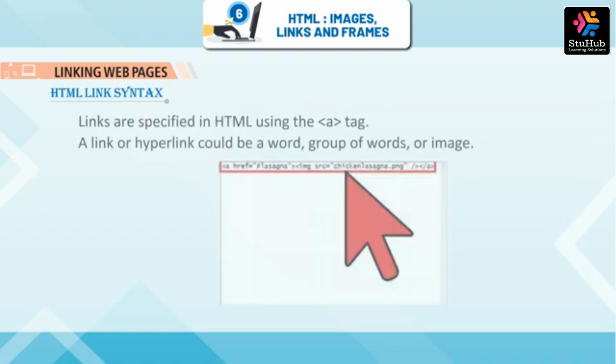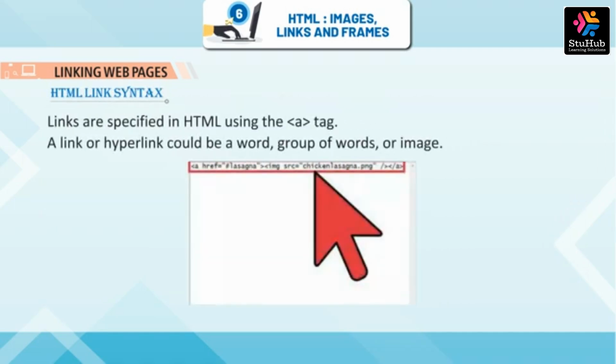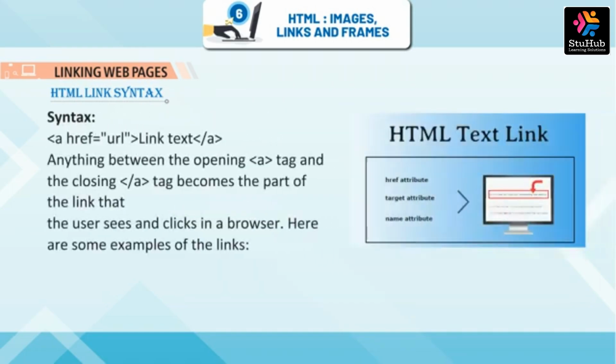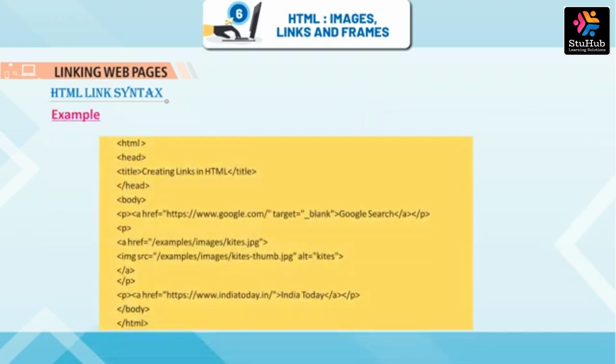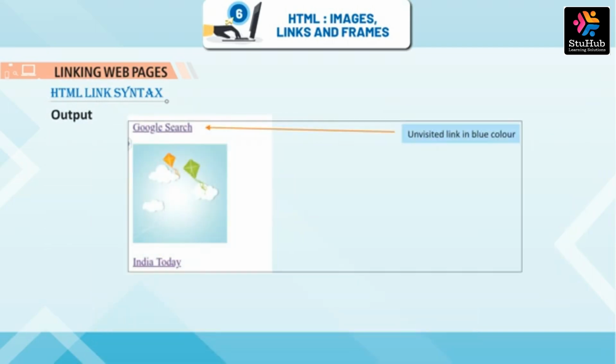HTML link syntax. Links are specified in HTML using the A tag. A link or hyperlink could be a word, group of words or image. Syntax: <a href="URL">link text</a>. Anything between the opening A tag and the closing </a> tag becomes the part of the link that the user sees and clicks in a browser. Here are some examples of the links. Example: output.